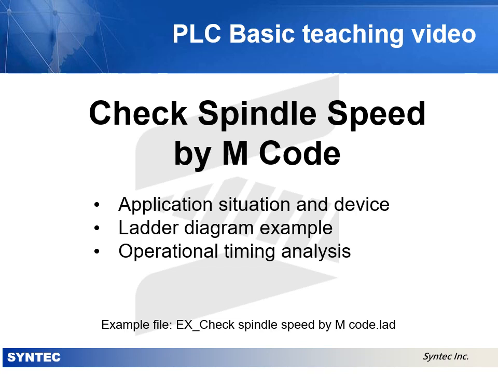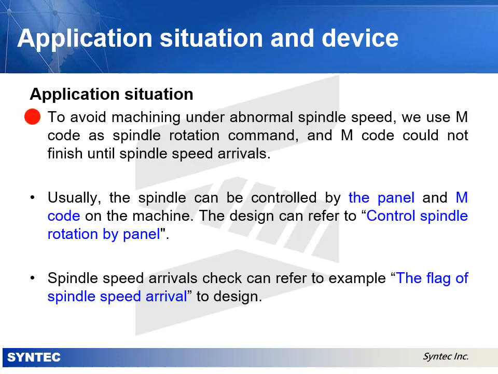This video will introduce how to check spindle speed by M-code. This example will demonstrate the state of PLC execution when the main program encounters MST code, using the case of the spindle rotation. Application situation: when using M-code to command the spindle to rotate, it is necessary to wait until the rotation speed is enough before the completion of M-code, so that the machining can continue to execute.